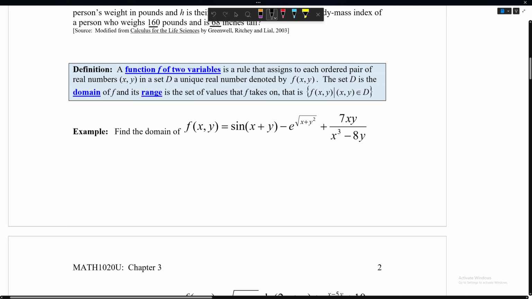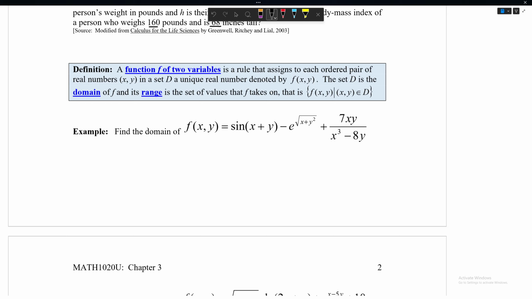Okay, so a function of two variables is a rule that assigns to each ordered pair of real numbers in a set D a unique real number denoted by this. Set D is the domain of f, and its range is the set of values that f takes on. So when you have this, this would be your range, and your D would be your domain. All right, D for domain, duh.